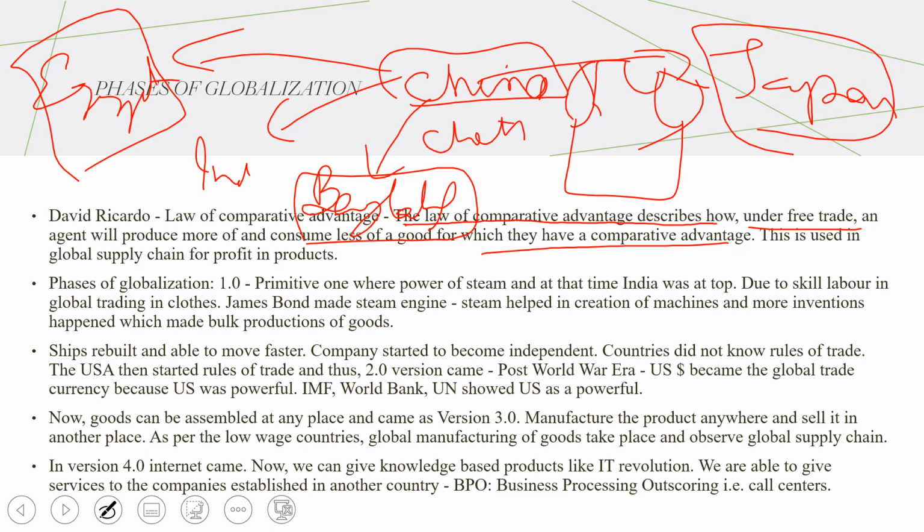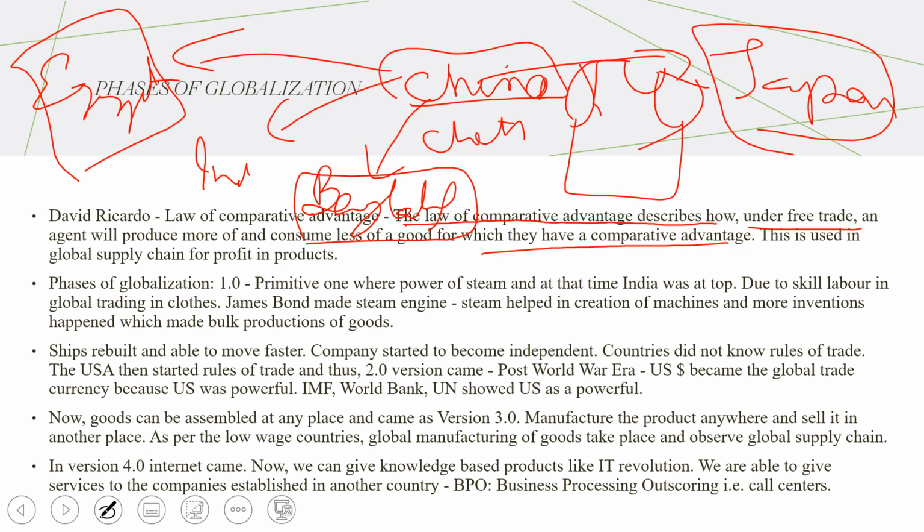Where it is getting the price of the product lesser, ultimately the final manufacturing cost will be less, and China will sell that product at a higher price, or even at a lesser price to compete with the other companies, and it will earn profit. All of that comes under the law of comparative advantage. This is how globalization has been connected.